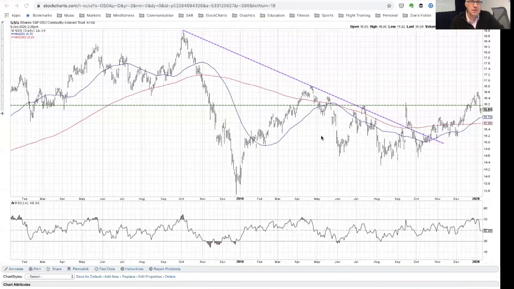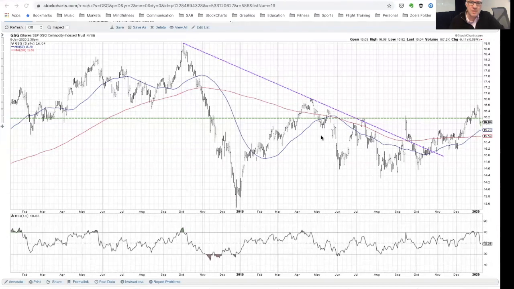So I'm going to show you the GSG, which is the GSCI Commodity Index Trust. So it's sort of like the CRB or the Bloomberg Commodity Index. There's a number of different ways you can measure commodity performance overall. And this is the one that I like to use, the GSG.